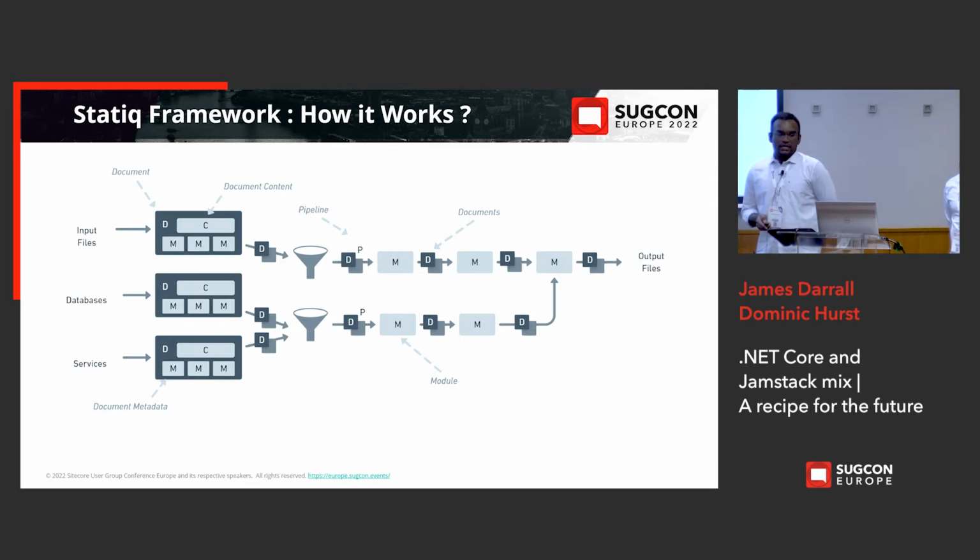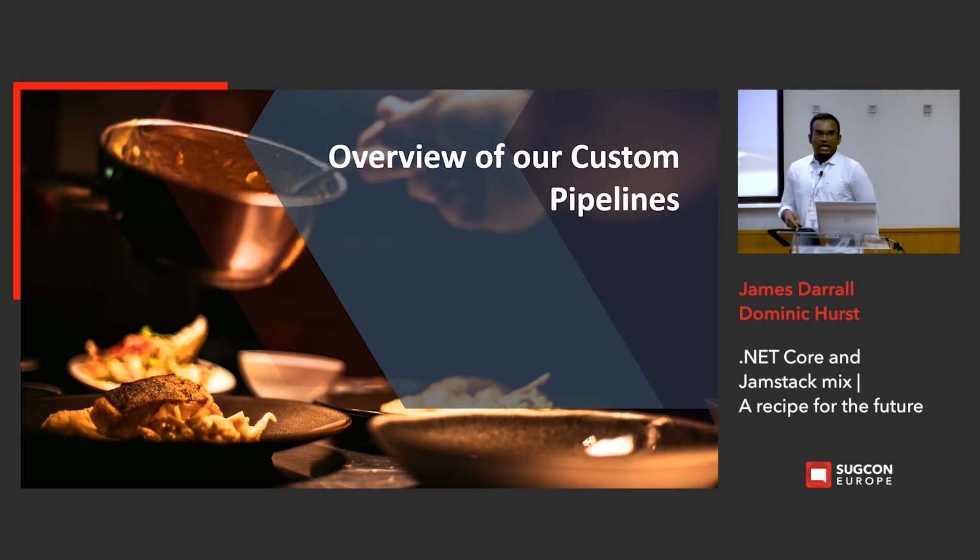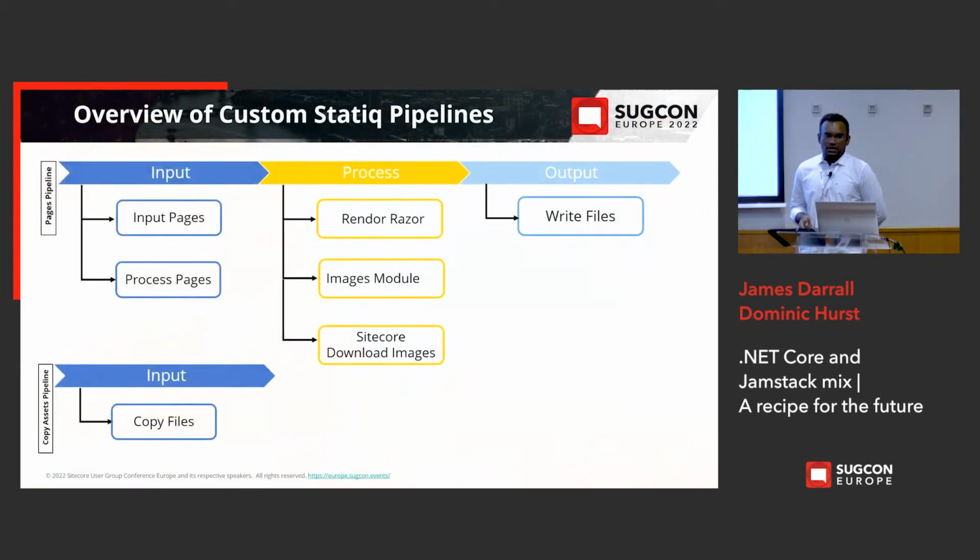Based on this working behavior, we have two custom pipelines, as we have seen in the solution structure. Those custom pipelines are the pages pipeline and the copy assets pipeline. Each of these pipelines by default comes with a set of module lists, like the input module list, process module list, or output module list, and each module list contains different modules. The tiny blocks you are seeing are the different modules of each module list. We will be seeing each of these pipelines in detail.